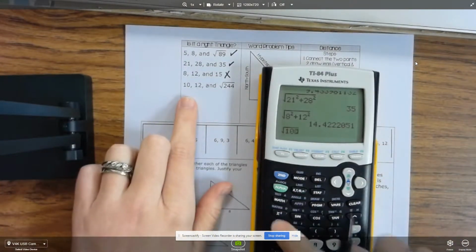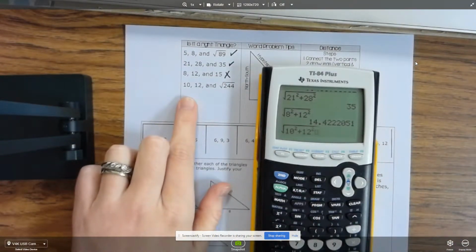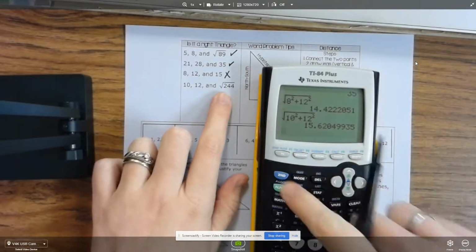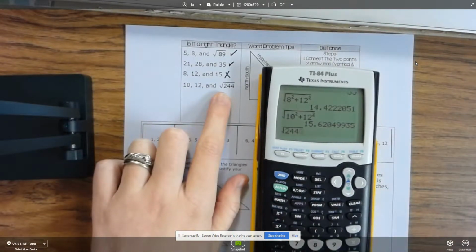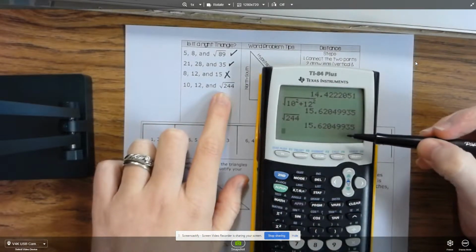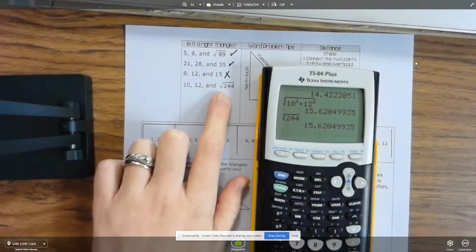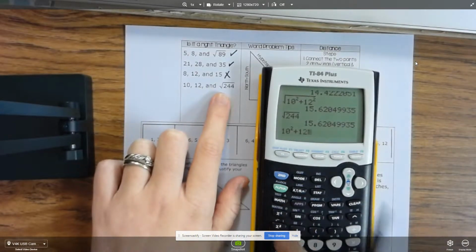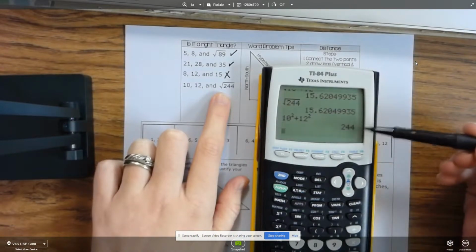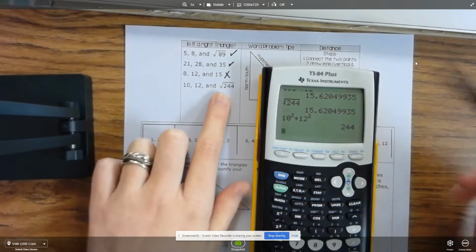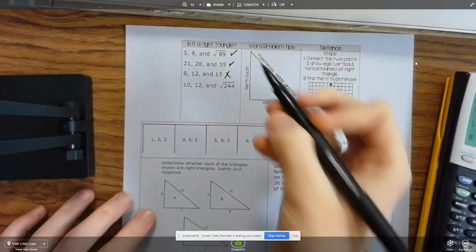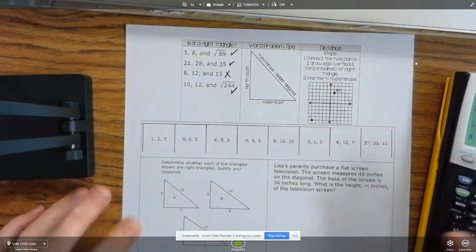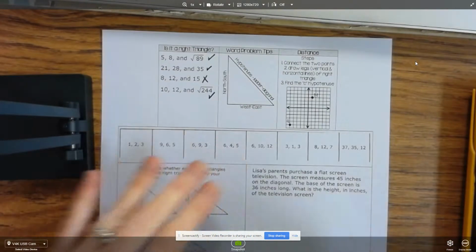And then I've got 10 squared plus 12 squared, and then I need to do the square root of 244 to see if I get the same amount, and I do. And the other thing you can do is instead of square rooting this amount, you can see here before I square root it, I do get 244. So this one is a right triangle.